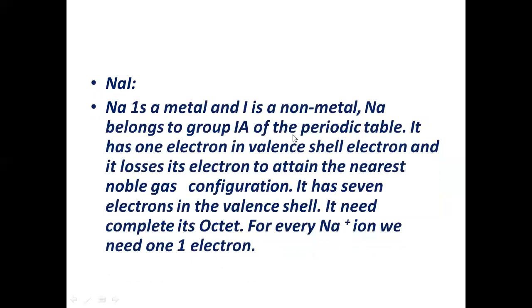Third case is for sodium iodide. Again, sodium is a metal and iodine is a non-metal. Sodium is present in the first group of the periodic table and it has 1 electron in its outermost shell, while iodine is present in group 7 and it has 7 electrons in the outermost shell. So in order to complete its outermost shell, sodium will lose 1 electron and iodine will gain 1 electron. For every sodium ion, we need only 1 iodine atom.